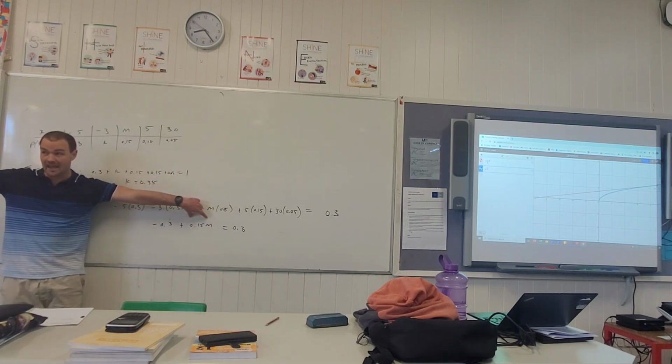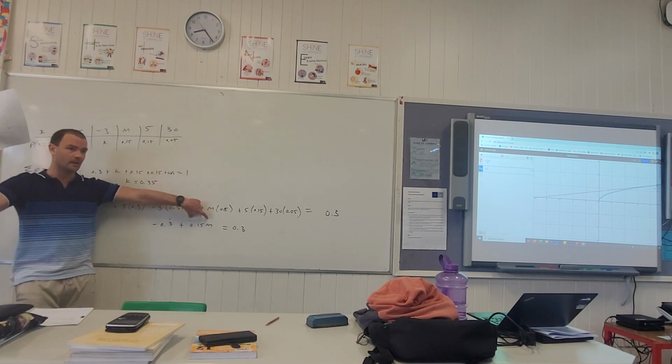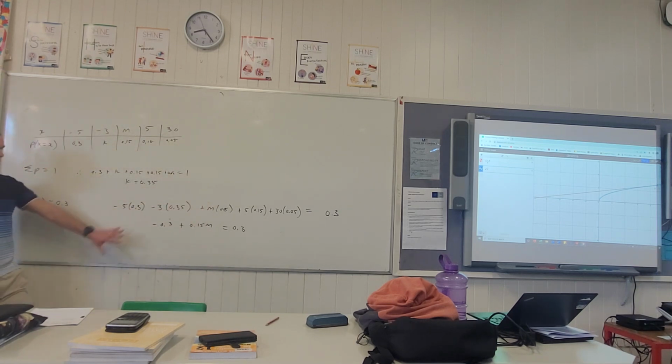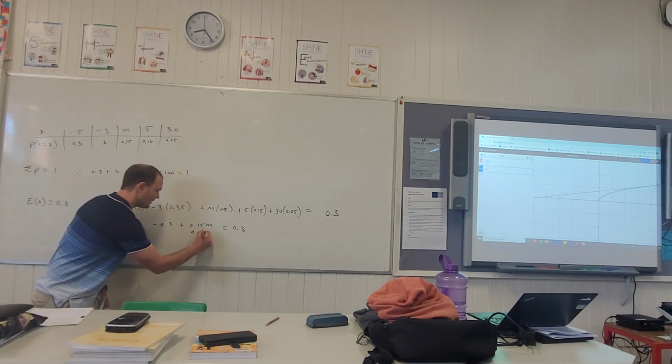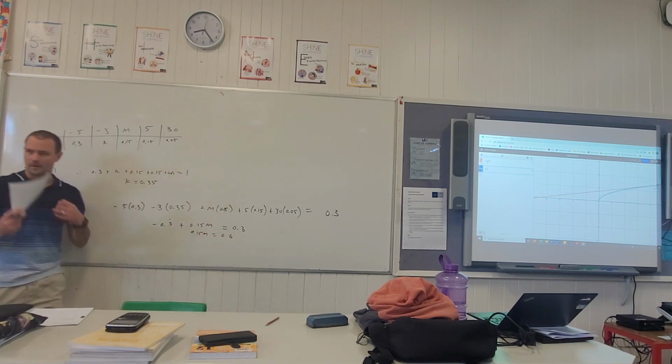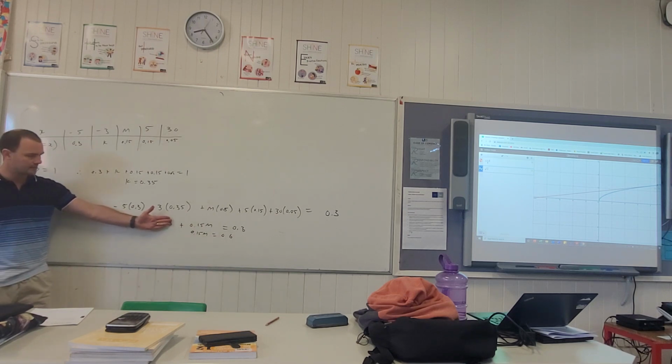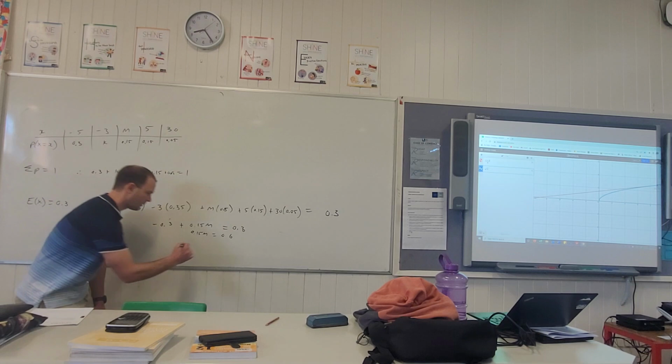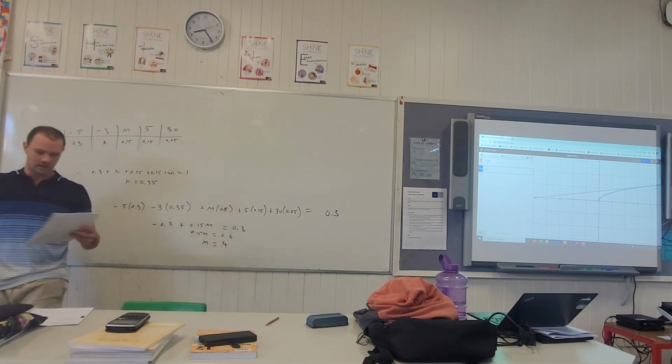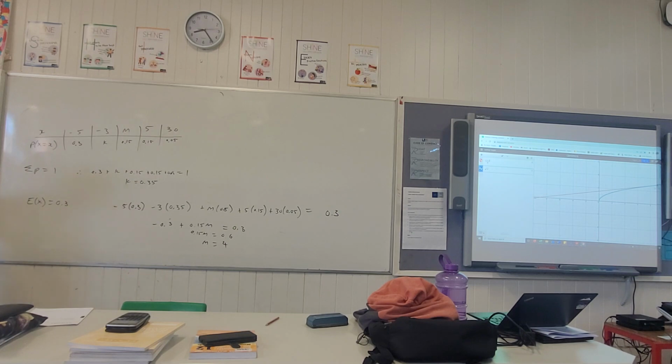We're trying to solve for m, right? We're finding m given E of x is 300, 0.3. We'll rearrange, we'll get 0.15m equals 0.6. So we're adding 0.3 to both sides to eliminate this. And then we divide both sides by 0.15, and you get m equals 4. So for the expected value to be $300, we have to have m equals 4.